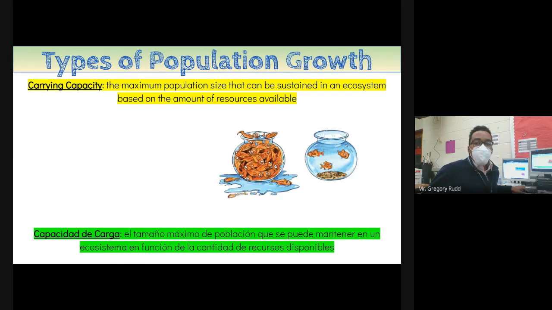Other places are more barren and they might be more harsh, so they just can't support that much life. They have a lower carrying capacity. We can think about desert environments. You might find some life there. You might have the occasional cactus. You might have the occasional insect, maybe a snake or some type of reptile. But for the most part, it's not teeming with life all over the place. So it's got a lower carrying capacity.